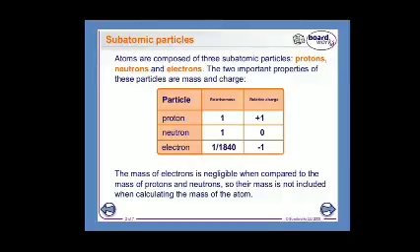The mass of electron is negligible when compared to the mass of protons and neutrons. So their mass is not included when calculating the mass of the atom. These are the subatomic particles' mass and charge.